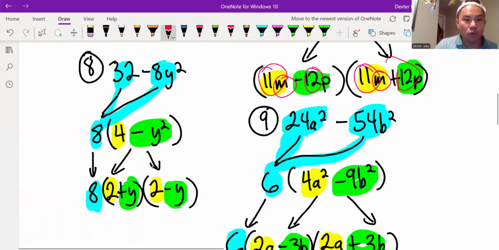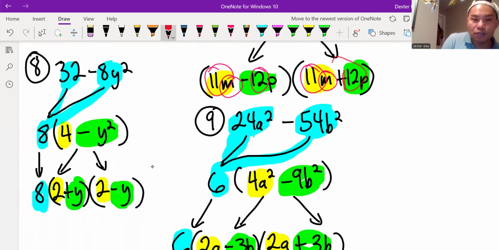On number 8, once again, we see that the greatest common factor between the two terms is 8. So I'm going to pull out an 8 from 32 and 8, that's indicated by the blue. And it leaves us with the difference of two squares, 4 minus y squared. The square root of 4 is 2, pop, pop. And the square root of y squared is y, pop, pop.